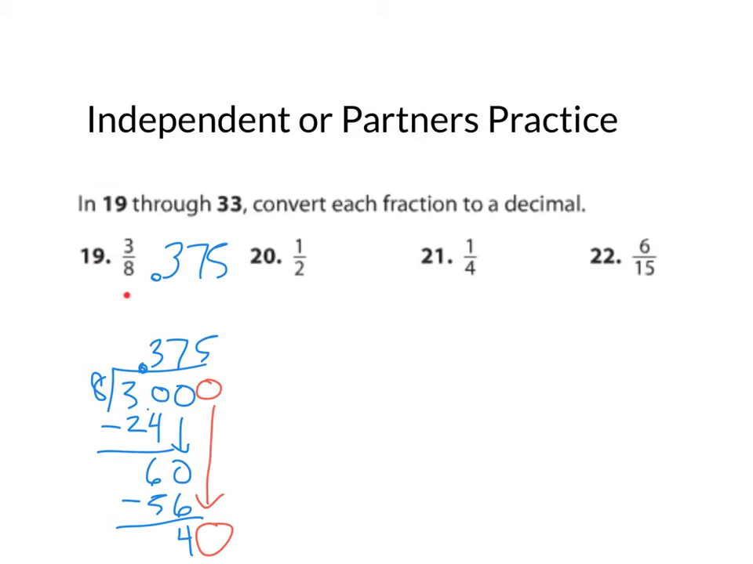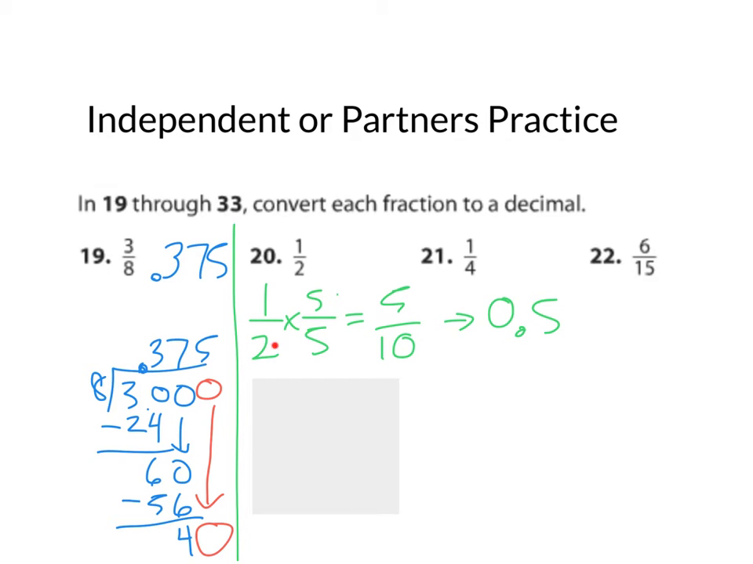For this first one, I was looking at the 8, and it's not really easy. You can't multiply 8 by anything to equal 100. So I went with the divide route, and here's my work for the division. I got 375 thousandths. Now showing the next one.